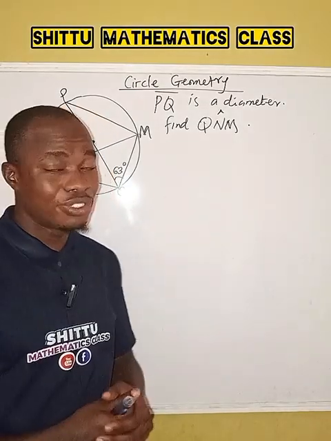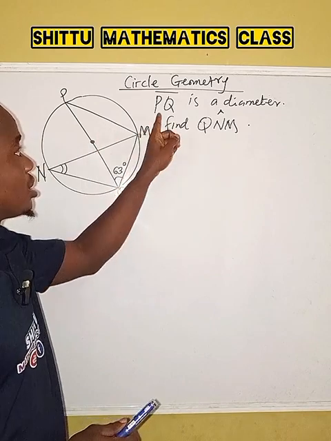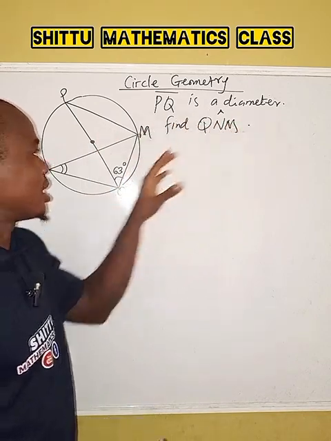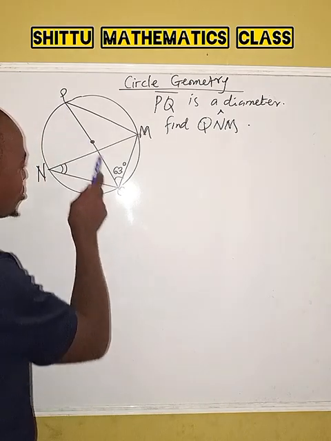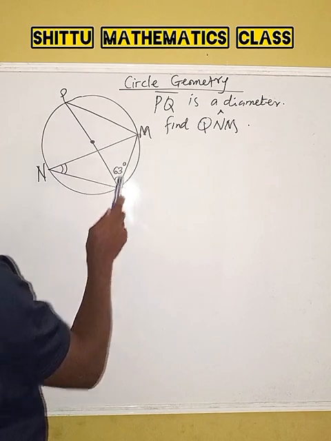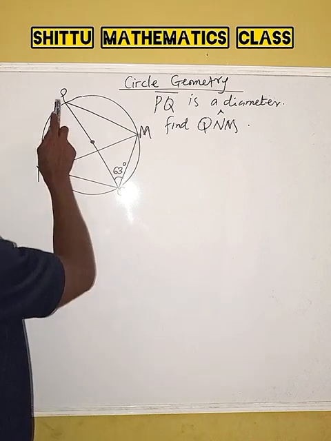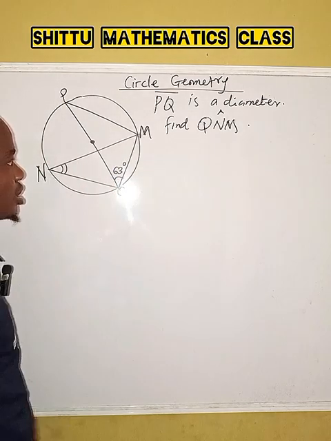Let's see how we are going to solve this circle geometry problem. In this question, line PQ is a diameter. We want to find QNM, and we are given PQM, which is 63 degrees.